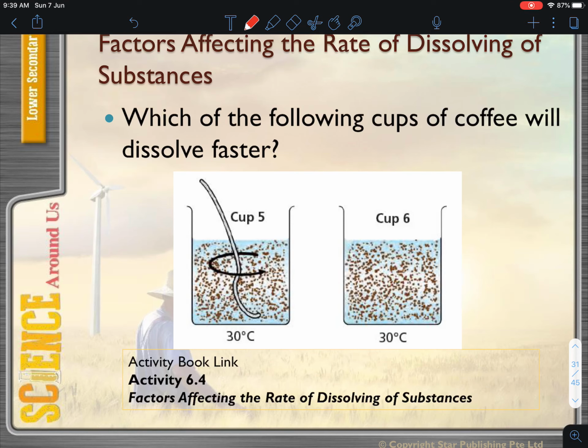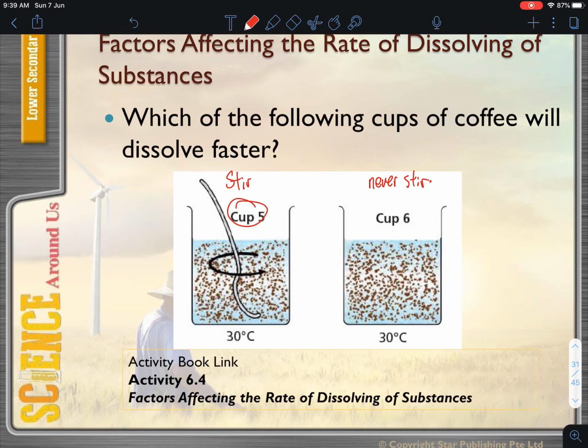Next, we look at over here whether you stir versus never stir. So which is actually faster? Definitely stirring is faster, because when you stir, you are trying to increase the frequency of the water molecules interacting with the coffee powder. As you are able to interact with the coffee powder faster, it will be able to dissolve faster as compared to just leaving it there and leaving it to random chance, moving slower.